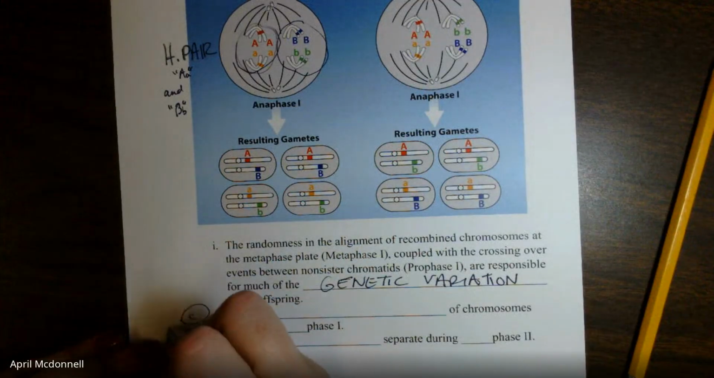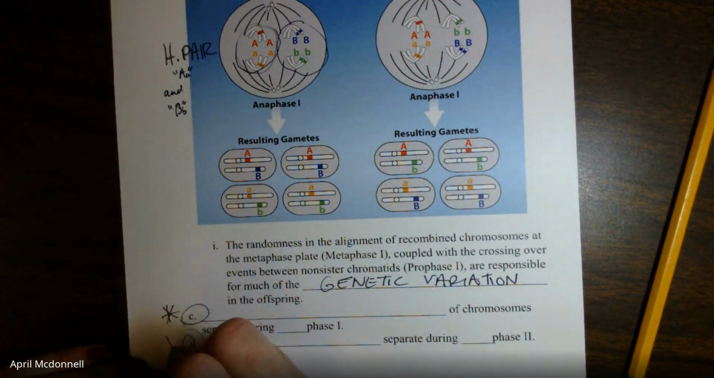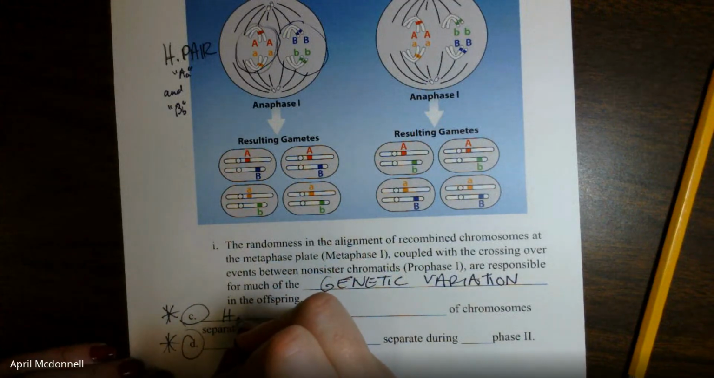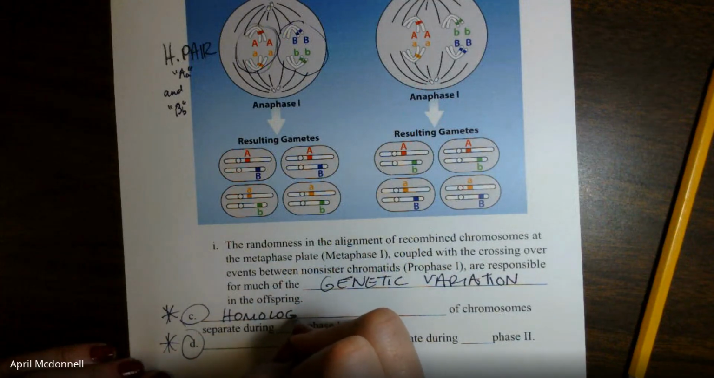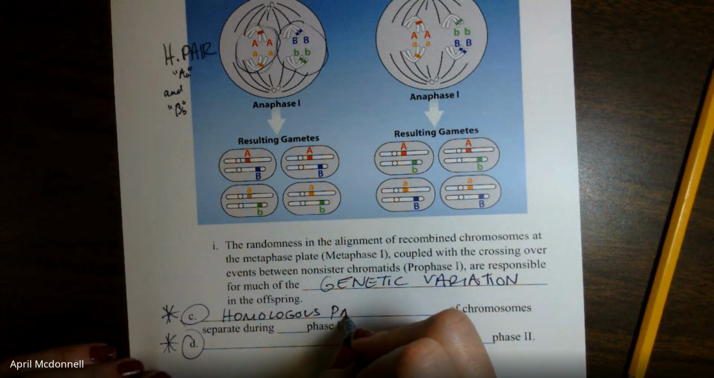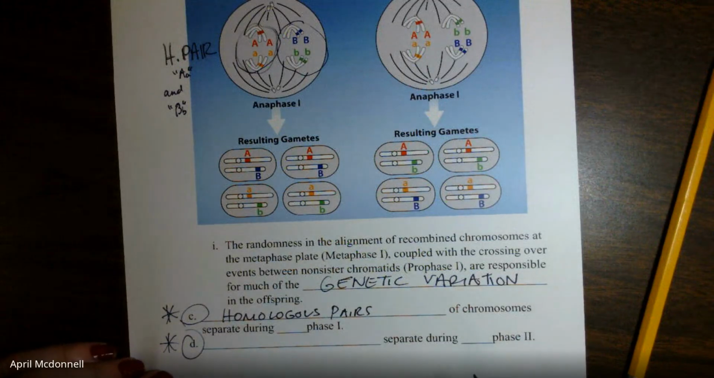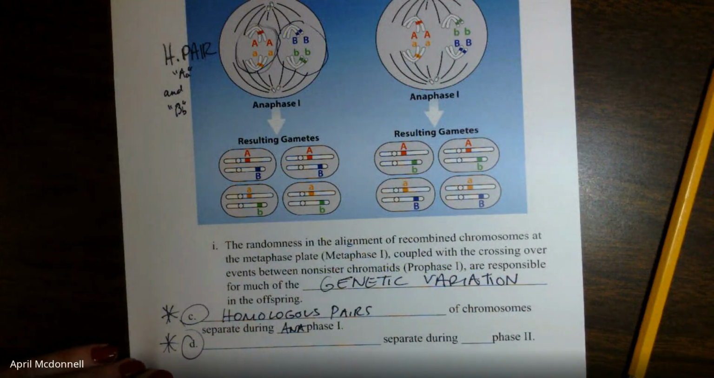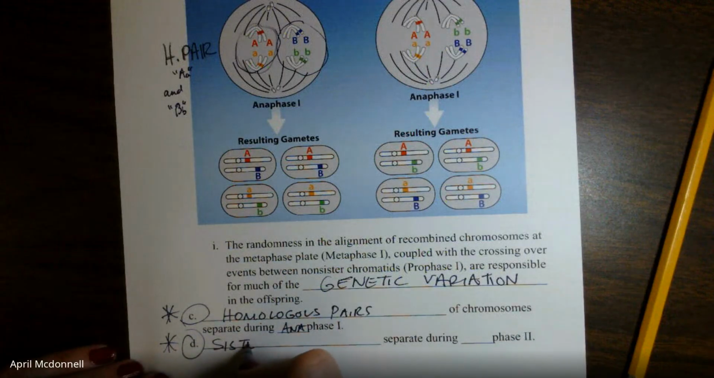Okay, so just some other notes, just a little review from the last couple of pages. Homologous pairs of chromosomes separate during anaphase 1, and sister chromatids separate during anaphase 2.